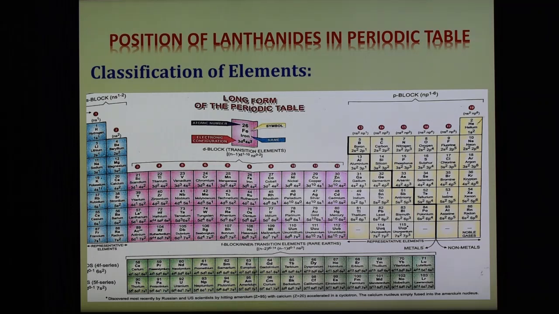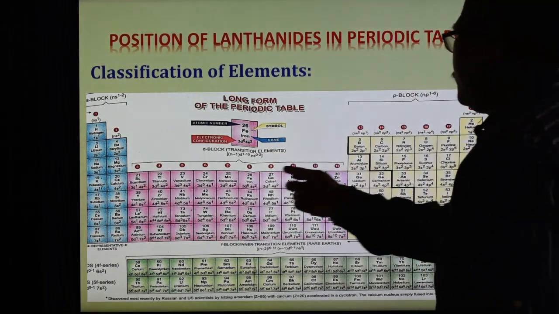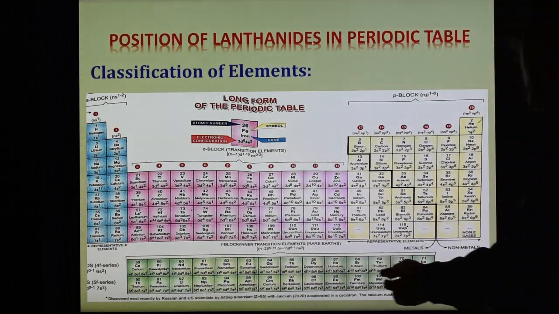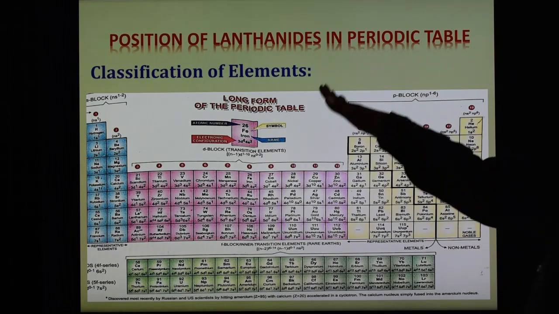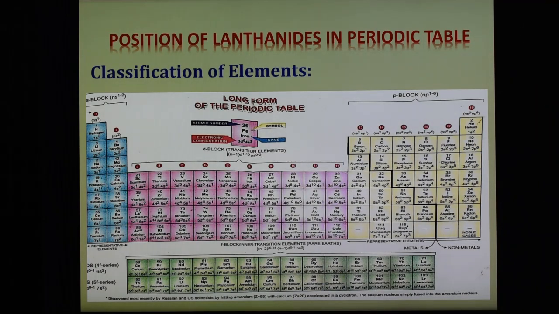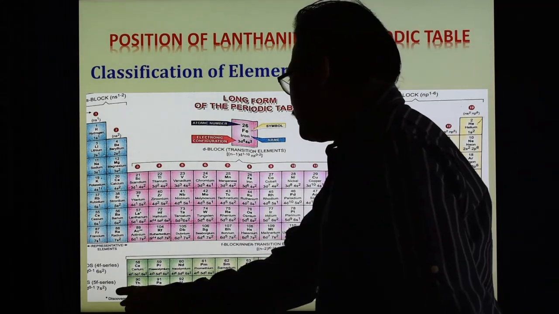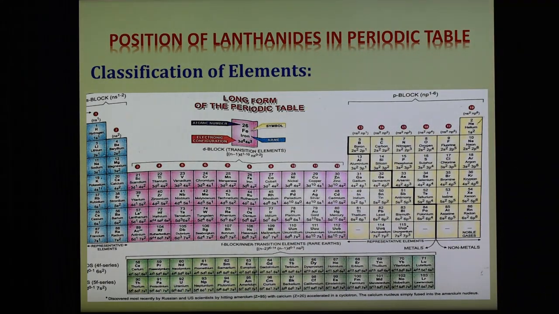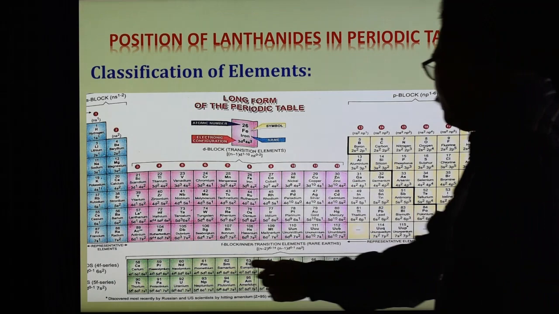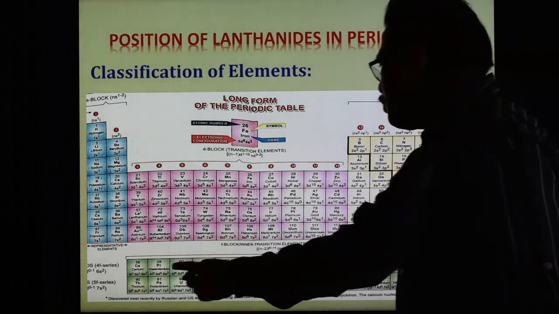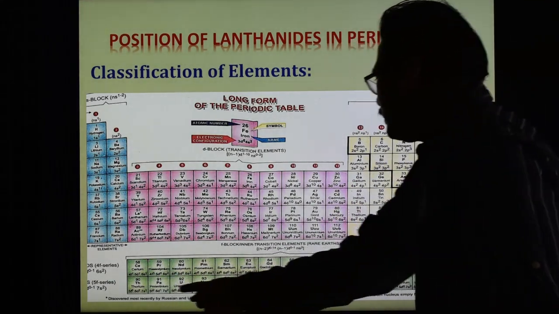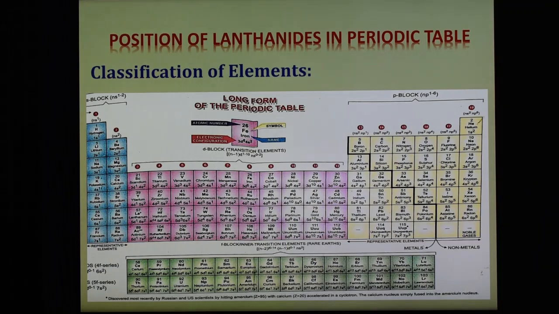So here the position is shown. As we know, this is the S block, P block, D block in the middle, and the F block is shown separately at the bottom of the periodic table. This is the 4f series. Two series are there in F block, the 4f series and the 5f series. The 4f series is known as lanthanide, and the 5f series is known as actinides. So this is cerium to lutetium. These are the 14 elements of lanthanide, and the second series is known as the actinide series.